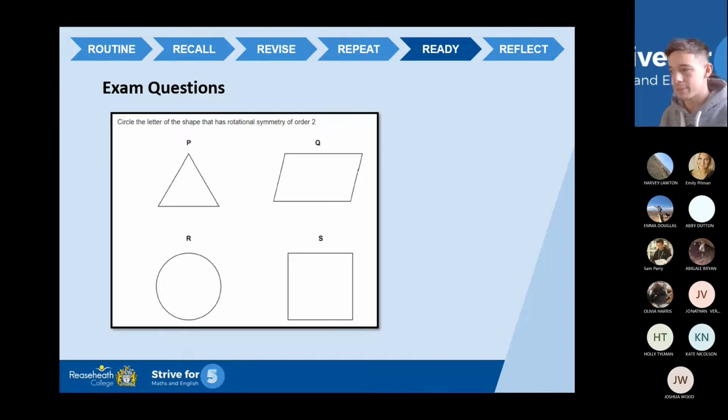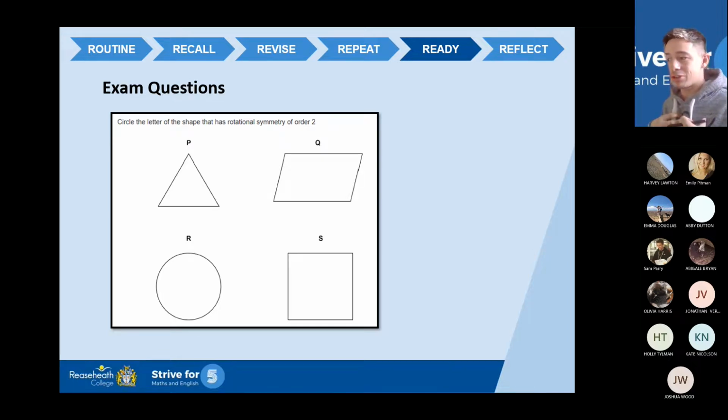Okay. Right. Question number one. So guys, bring your attention back to the PowerPoint. I'm going to work through these questions now, so you can check your answers against mine, and hopefully we're all in some sort of agreement. Okay. So this is an exam question from the past. It says circle the letter that has a rotational symmetry of order 2. So what does that mean?